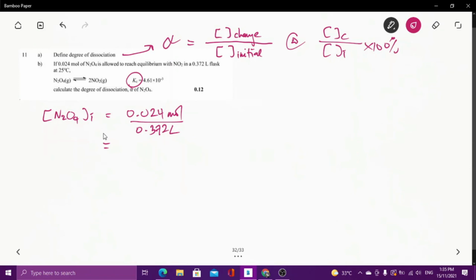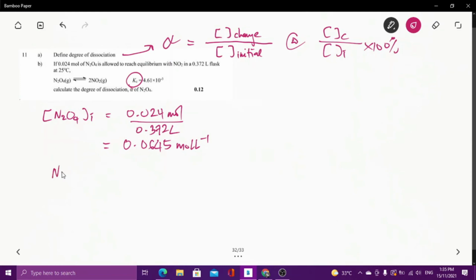So if you calculate by using your calculator, so saya baru nak buka calculator saya. So we have kat sini 0.024 divided with 0.372. So we'll get 0.0645 molar, mole per liter lah. Okay, so kita dapat macam tu. So we will use this value into the ice table for this one.